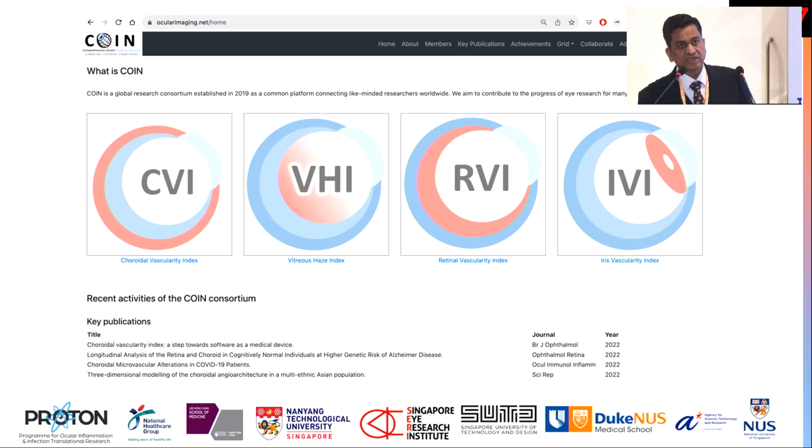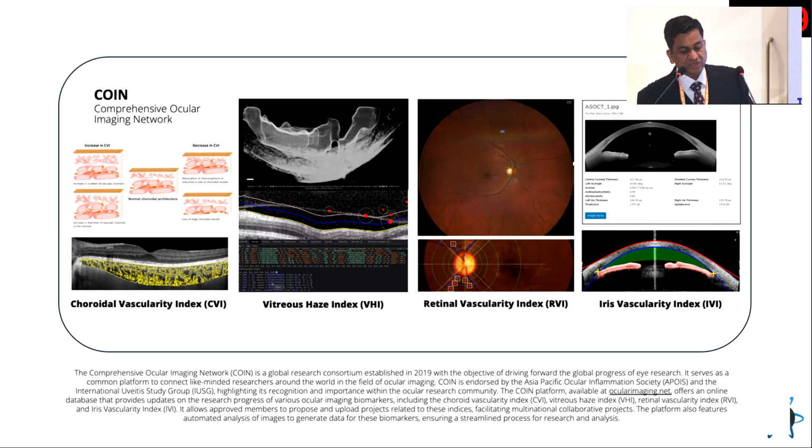But because Zeiss told us that you cannot do that, we set up our own ARI network, the Advanced Retinal Imaging Network. We had our own network by that time called COIN. COIN is the Comprehensive Ocular Imaging Network. But when you talk about a collaborative platform, you cannot just have the choroid. We thought we would introduce other measures for assessing inflammation. One was vitreous haze, then we introduced retinal vascularity index, and recently we are launching iris vascularity index, which I'm not going to talk about. But you can see on this snapshot the vitreous haze which can be assessed, the retinal vasculature which can be assessed, and iris.